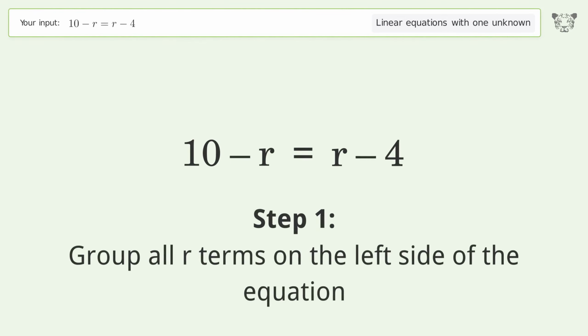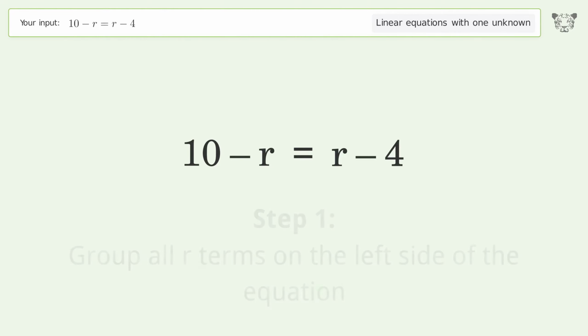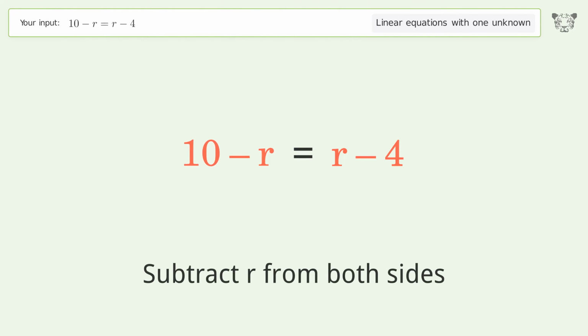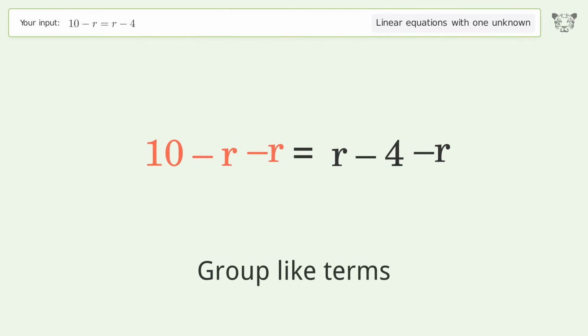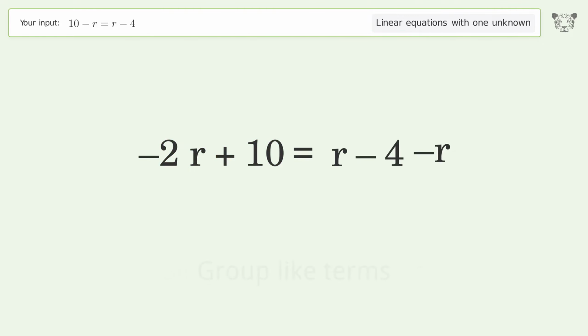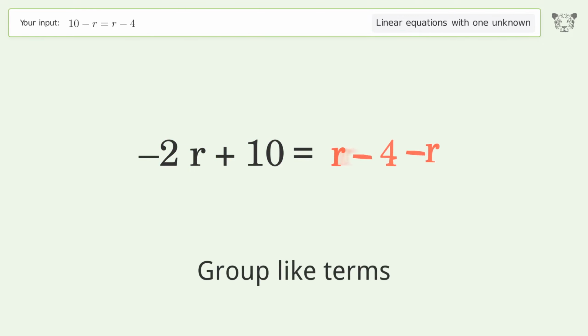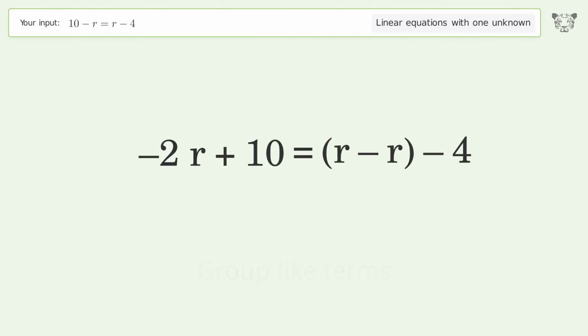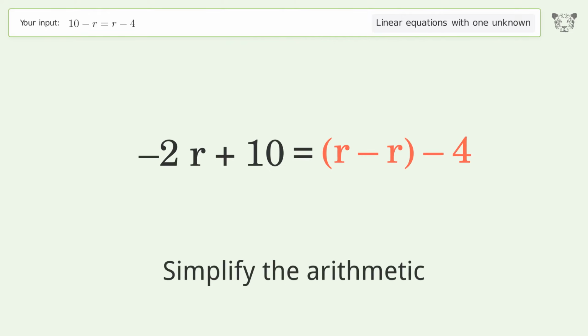Group all r terms on the left side of the equation. Subtract r from both sides. Group like terms. Simplify the arithmetic. Group like terms. Simplify the arithmetic.